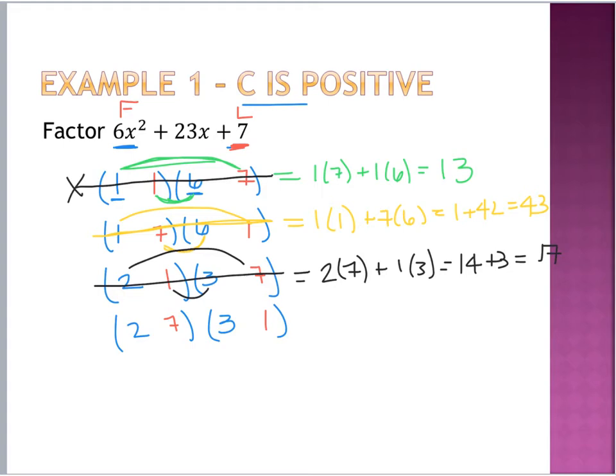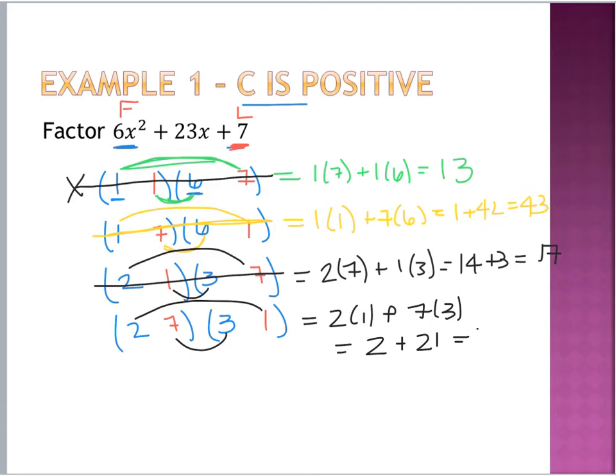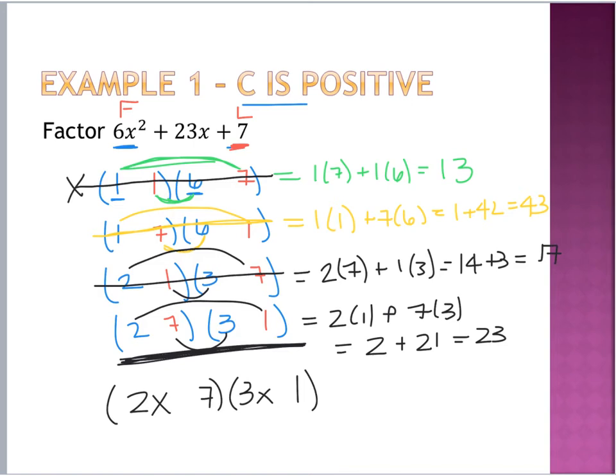But now I'm going to do the outside terms. So I have 2 times 1 plus the product of my inside terms, which is 7 times 3. This is going to give me 2 plus 21, which gives me 23. So these are the numbers that are going to give me the factors that I want. So I know that I'm going to have 2x and a 7, and I'm going to have a 3x and a 1.